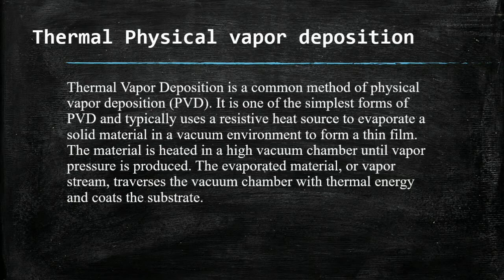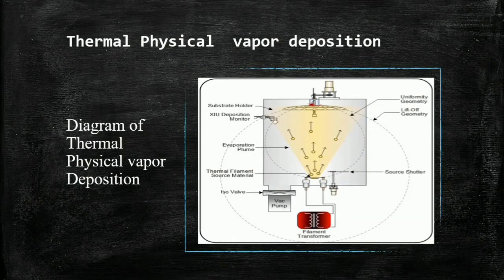Thermal physical vapor deposition. Thermal vapor deposition is a common method of physical vapor deposition. It is one of the simplest forms of PVD and typically uses a resistive heat source to evaporate a solid material in a vacuum environment to form a thin film. The material is heated in a high vacuum chamber until vapor pressure is produced. This diagram represents the thermal physical vapor deposition process.